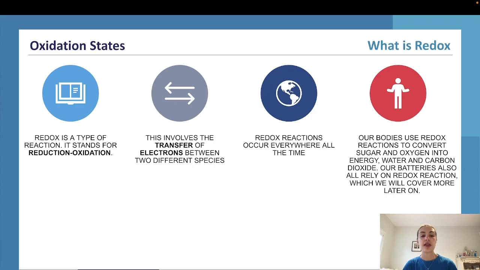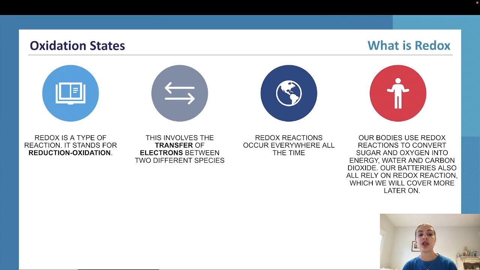So we'll start off with oxidation states, and we'll look into redox reactions. This is just a bit of an overview of what redox reactions are. Essentially, redox is a type of reaction. You can consider your addition reactions, your decomposition reactions, your combustion reactions, your single displacement, double displacement. You've got all those types of reactions. Redox is just another one of those types of reactions.